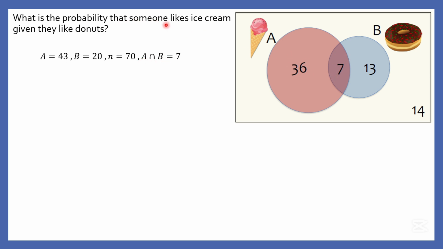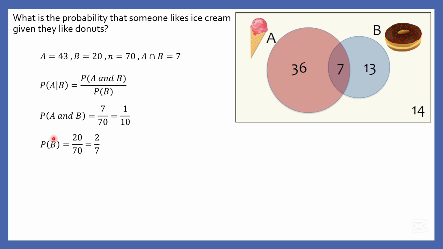Now, what is the probability that someone likes ice cream given they like donuts? Well, we can use the conditional probability formula. Now we know that the probability of A and B is equal to 7 over the sample size, which is equal to 1 over 10. And the probability of B is 20 over 70, which equals 2 over 7. Now using these two values, we can just plug them into the formula and we get the answer 0.35, or 35%.